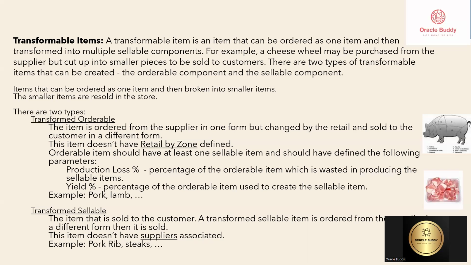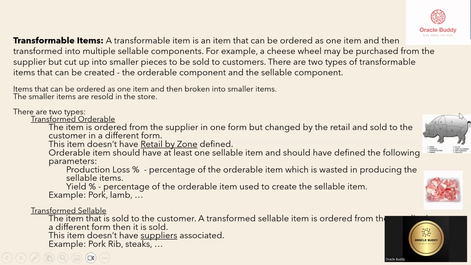An orderable item should have at least one sellable item and should have defined parameters like production loss percentage, which is the portion of the orderable item wasted in producing the sellable items, and yield percentage, the portion of the orderable item used to create the sellable item.